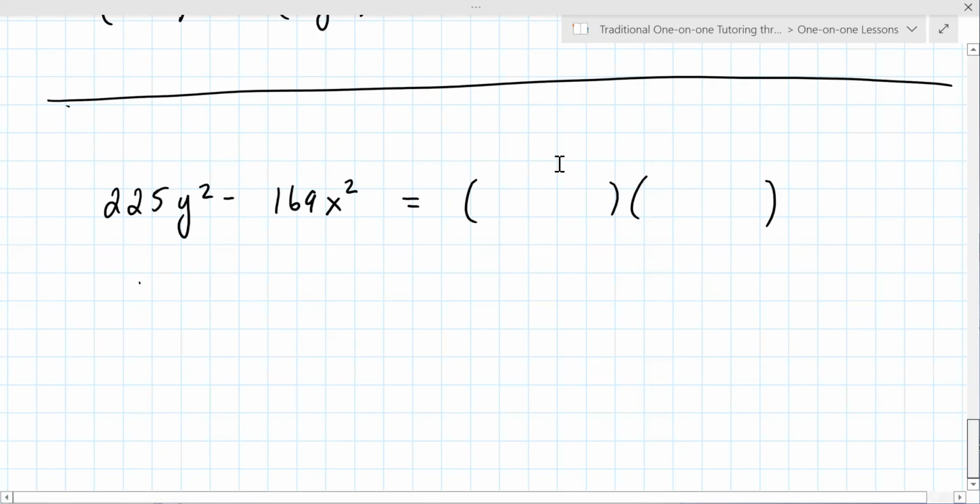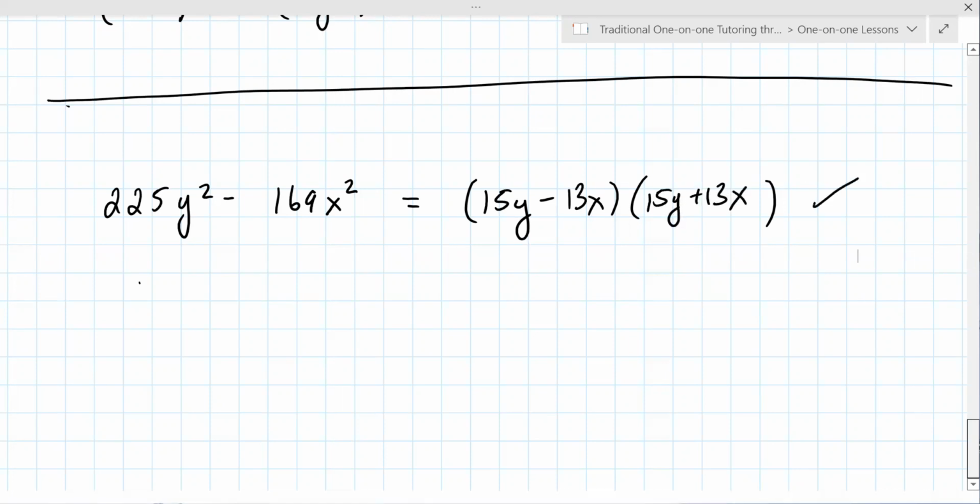So what goes up here in the parentheses, though? That's key. Okay, so it's 15y minus 13x. Good. Then 15y plus 13x. Good. Very good. Well done. All right. So actually, you did real well in this checkpoint.